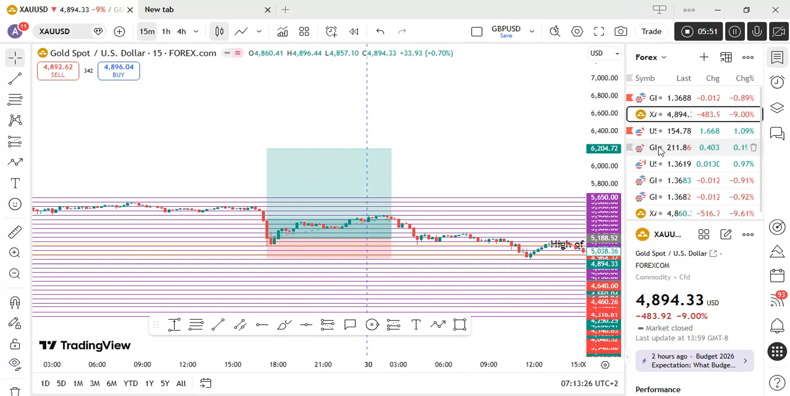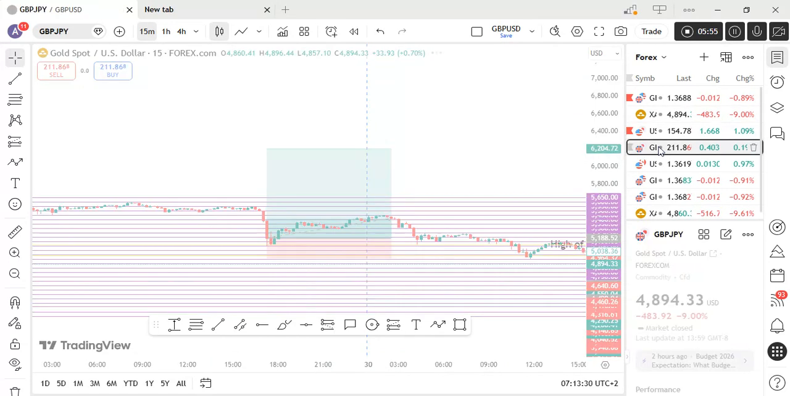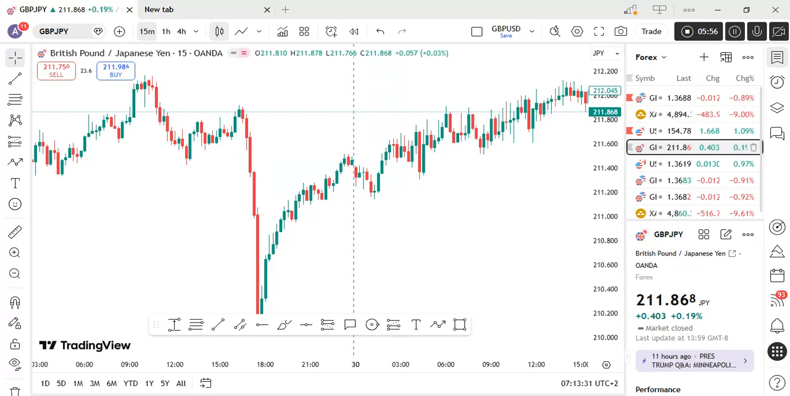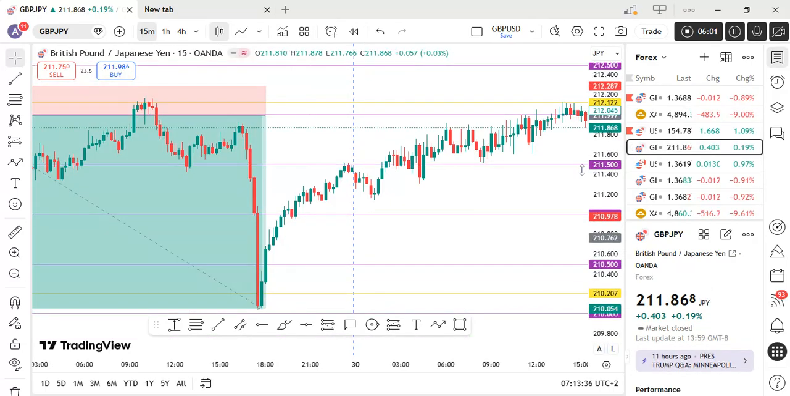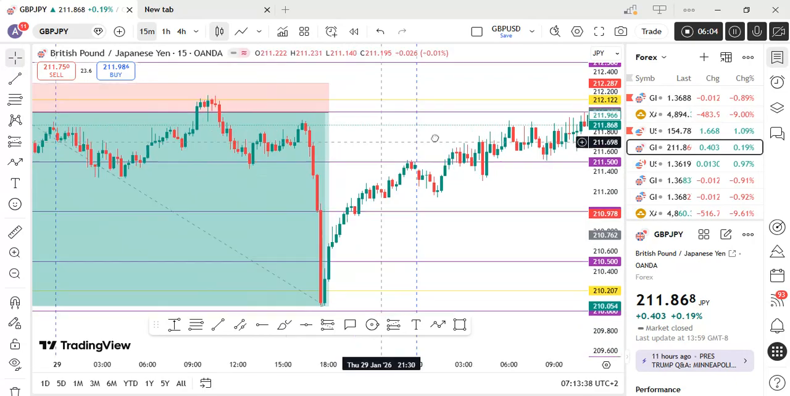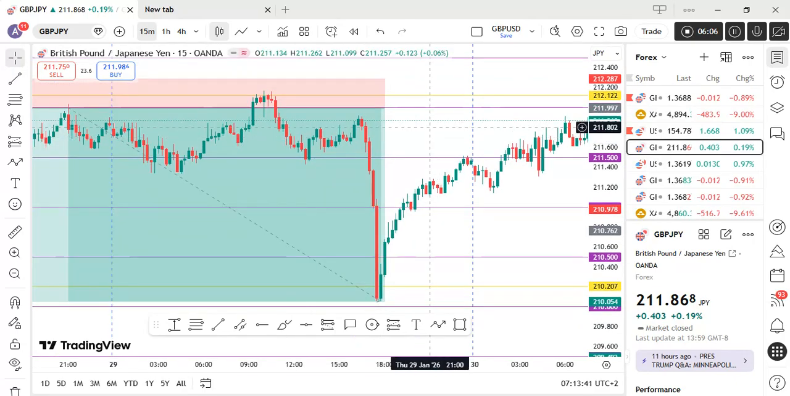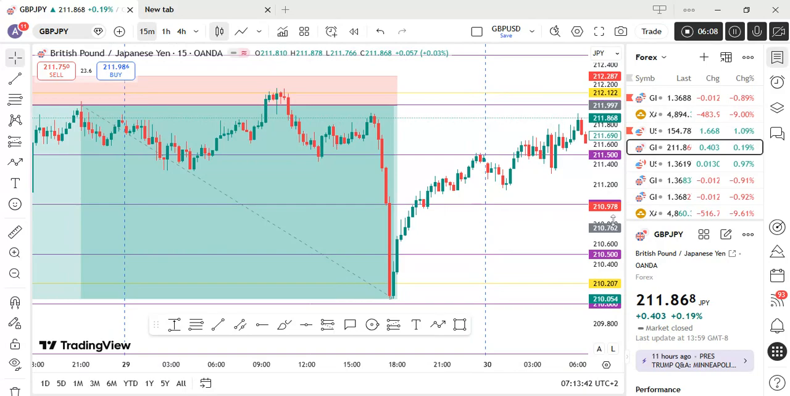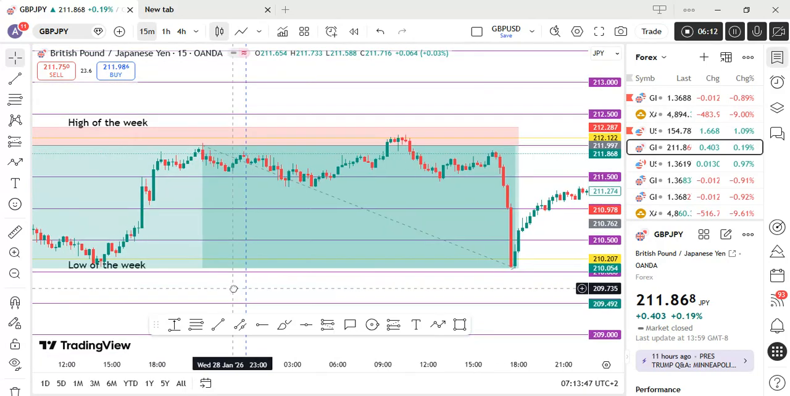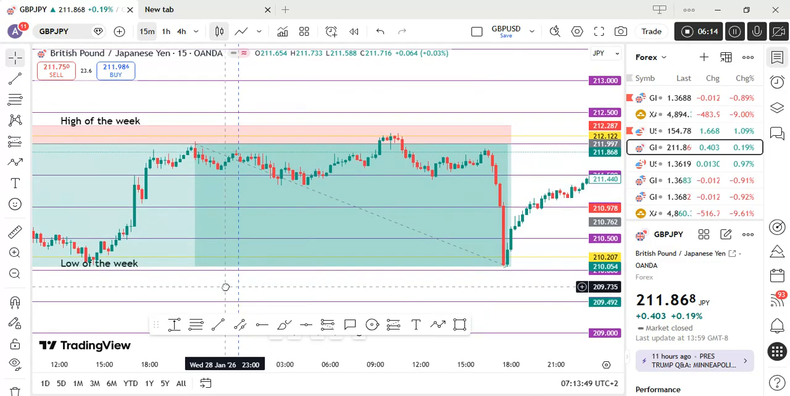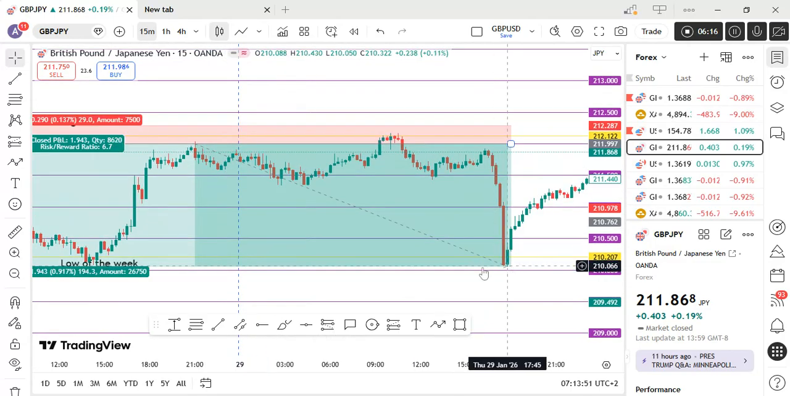On the other pair, I made mention of GBPJPY. I said I saw a sell opportunity on GBPJPY. You can go watch the previous post. It took the whole week for the market to eventually go in our direction.